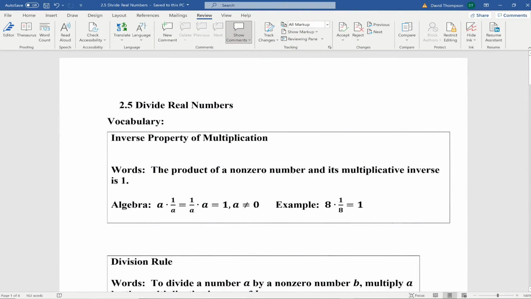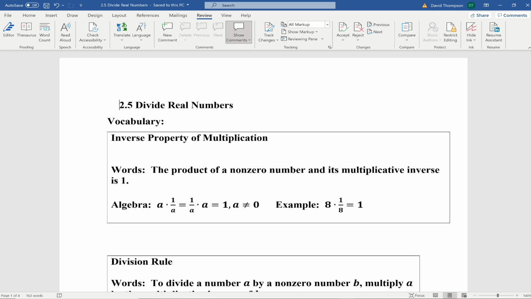In this video, we're going to talk about dividing real numbers. First, some vocabulary. The inverse property of multiplication. In words, it says the product of a non-zero number and its multiplicative inverse is 1.